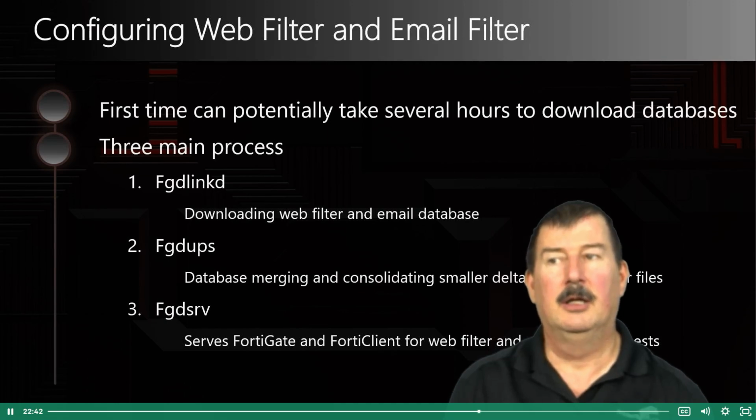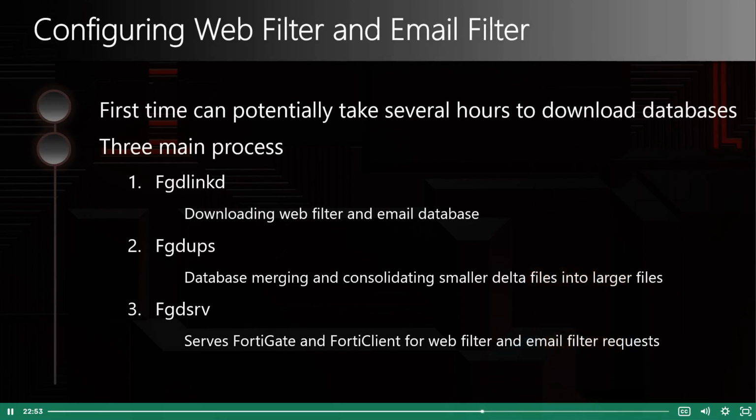Web filtering. The first time can take several hours to download because the list is pretty intense. There are three main processes: the FGD linkd, that's for downloading; the FGD UPS, that's your database merging and consolidating delta files into larger ones; and your FGD SRV. This is your servers and web filter and email requests. So a couple of different things there.